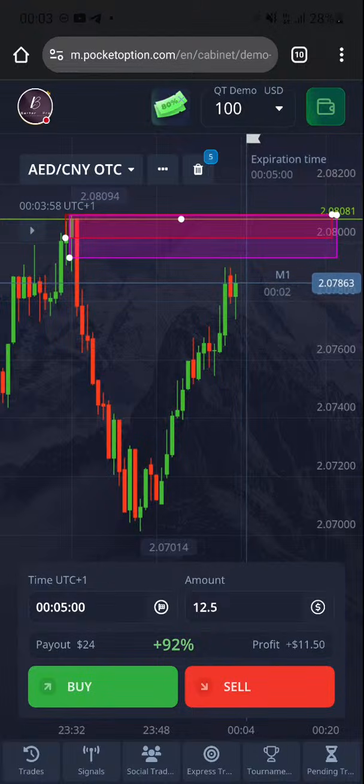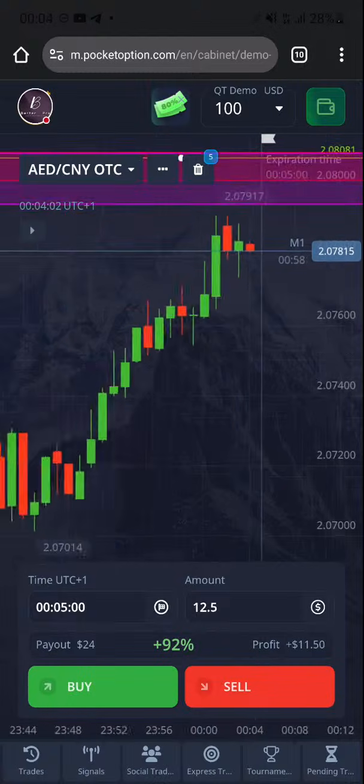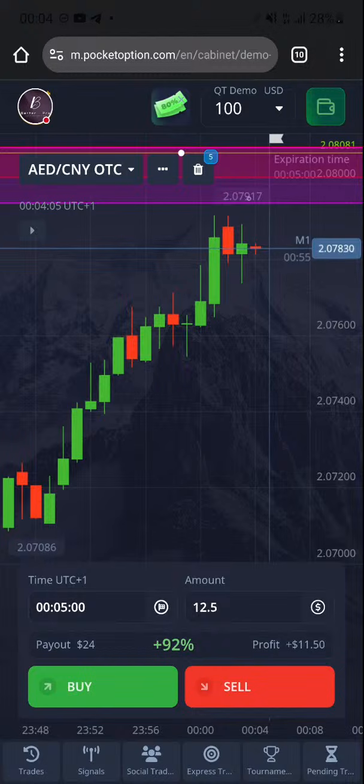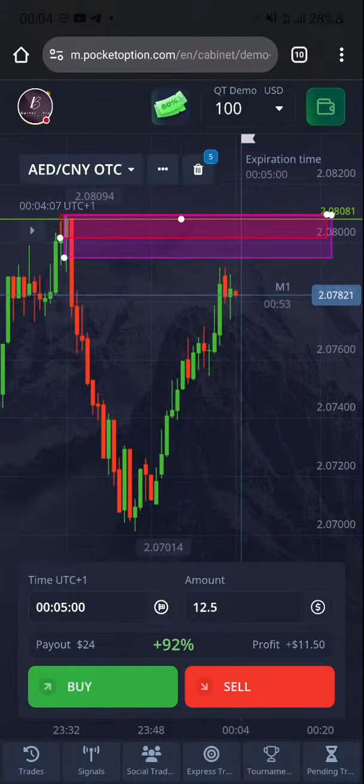You understand? So that's how we're going to take the trades. So let's just wait for price to come. And you can see we're not trading against the momentum, so we can expect a pullback. You understand? So let's just wait for it.